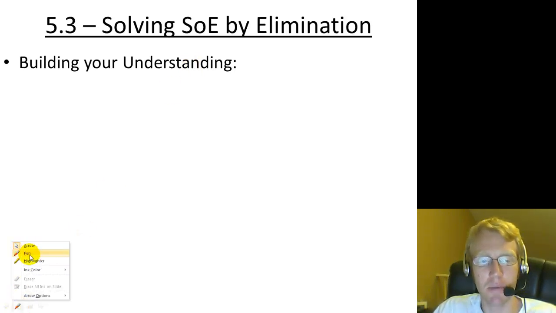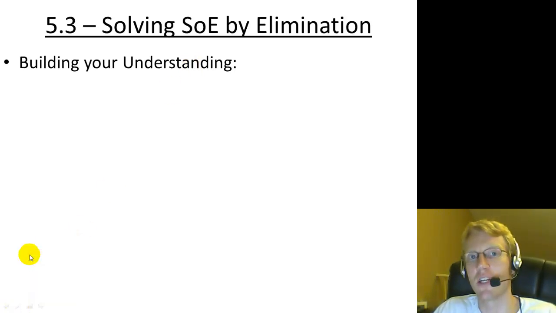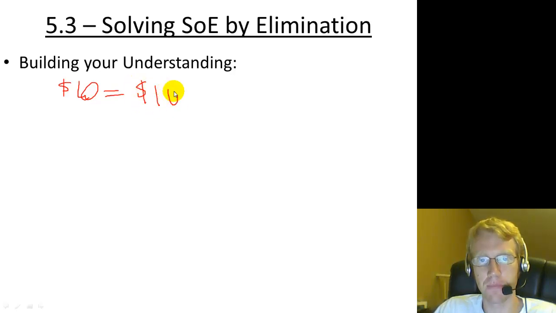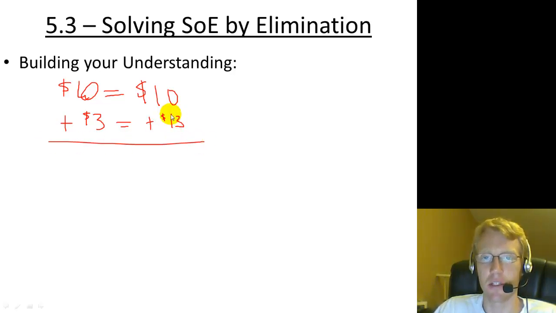It's completely based on the golden rule: whatever you do to one side, you have to do to the other. But we're going to apply that in a bit of a new way. Suppose you start off with the equation $10 equals $10. I could add $3 to both sides, and I think you would agree that I followed the golden rule. Then I'd have $13 equals $13.